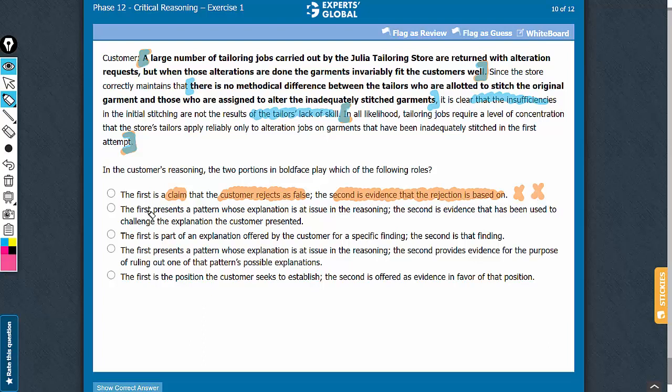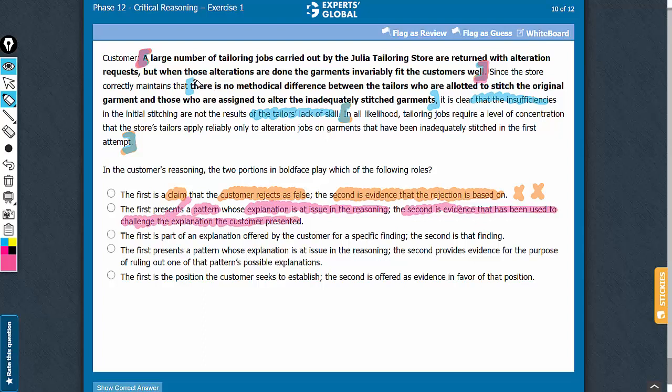Look at answer choice B now. Calling it a pattern is a very good term. Yes, this is a pattern that the customer is highlighting. And an explanation for this pattern is at issue in the reasoning. So very good job with the first half here. And no, the second is not an evidence that has been used to challenge the position that the customer presented.